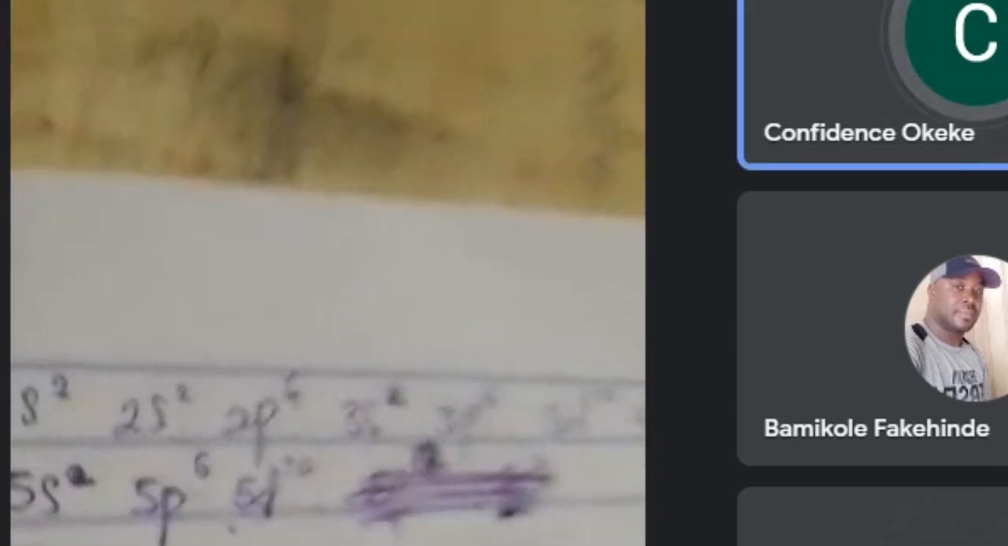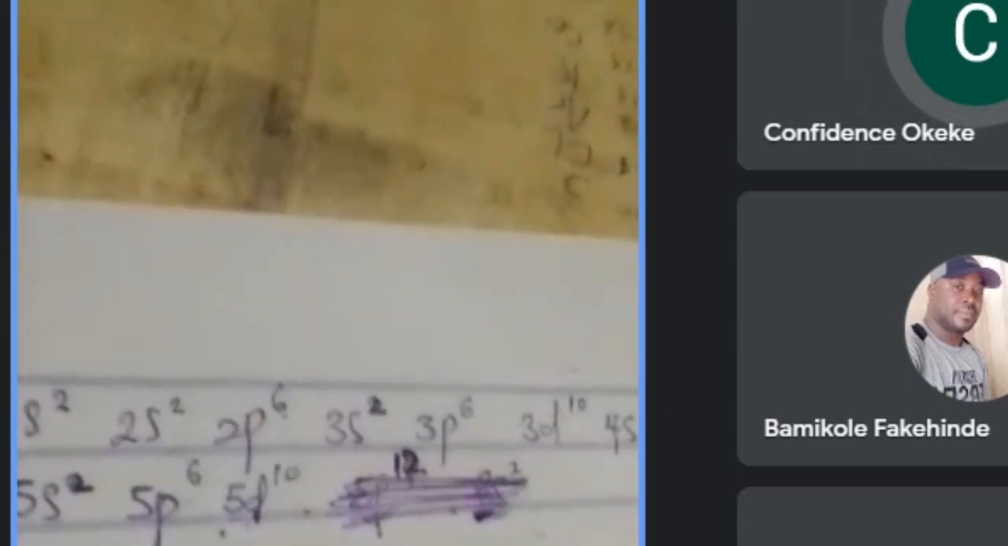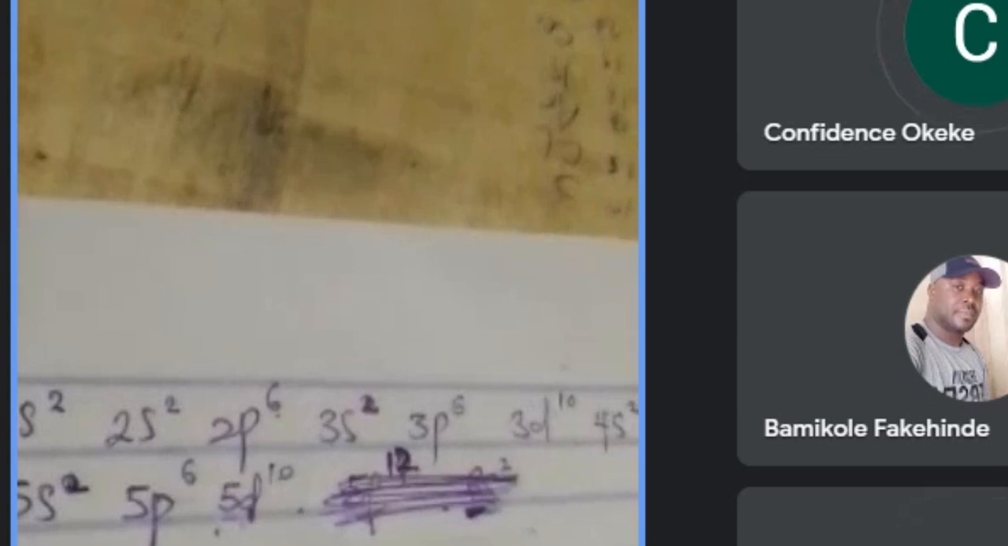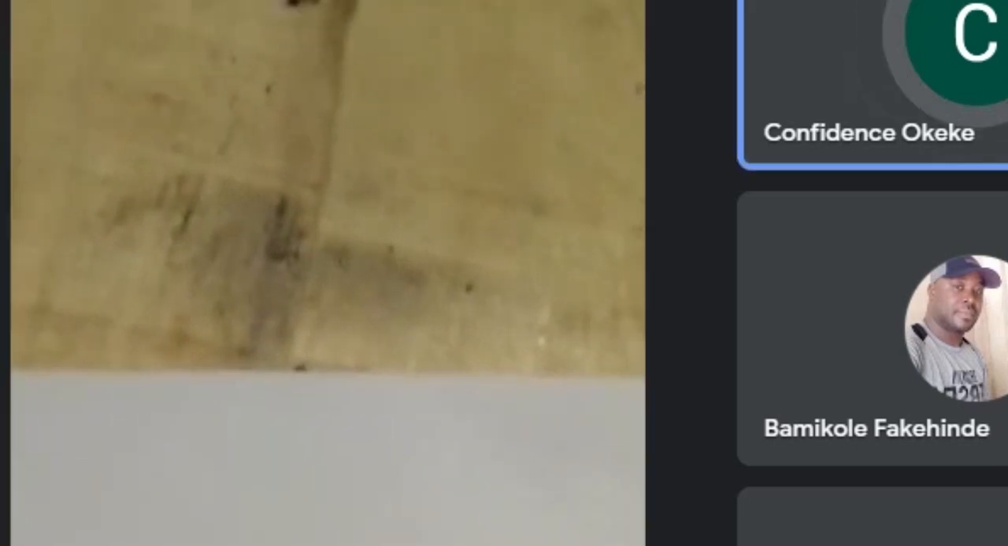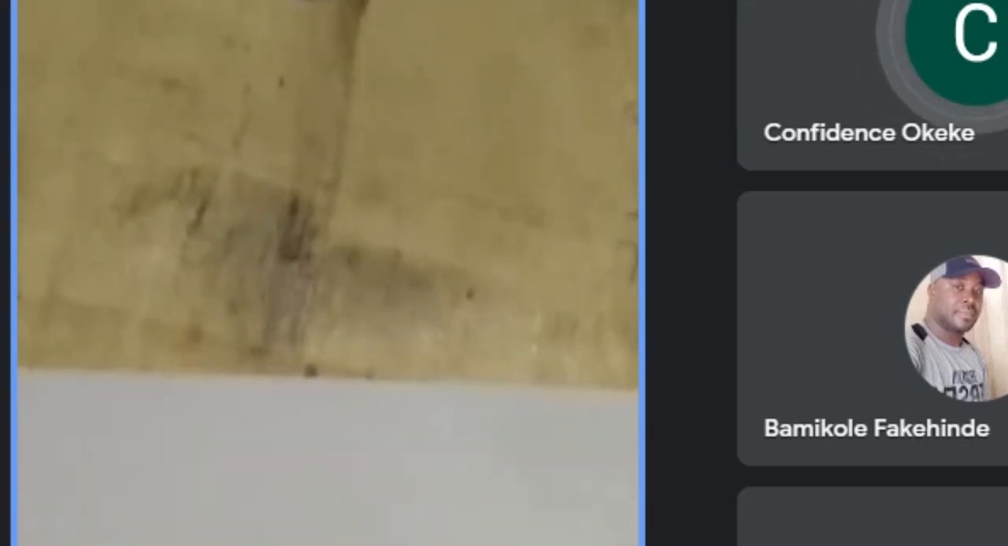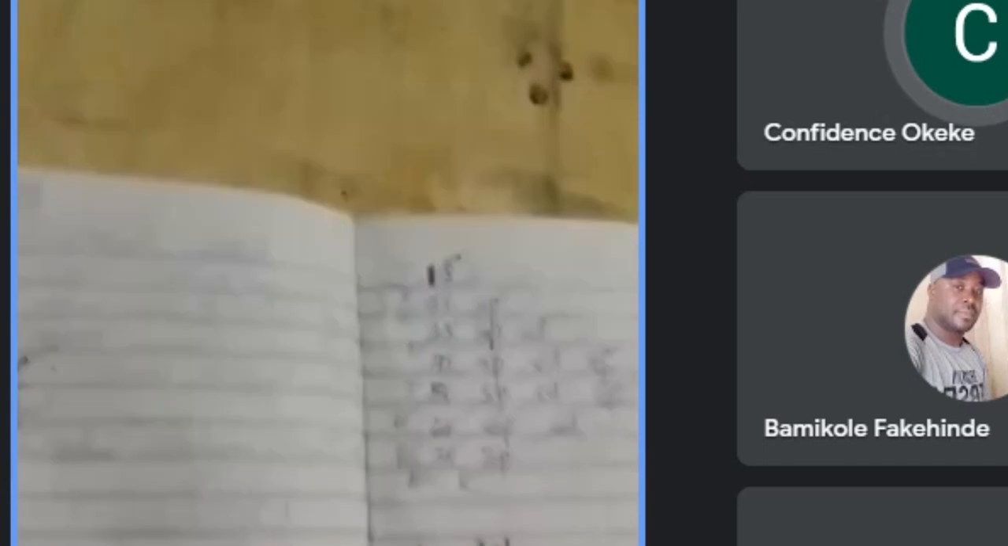Okay. So that means we do it this way by just saying 5d10. Let's fill 6s first. 6s2. Let's fill 7s2. 7s2. We now come and fill 5f. So after filling 6s and 7s, we now come and fill 5f. What could it be then? 6s2, 7s2. Okay, 6s2. Let me check again.